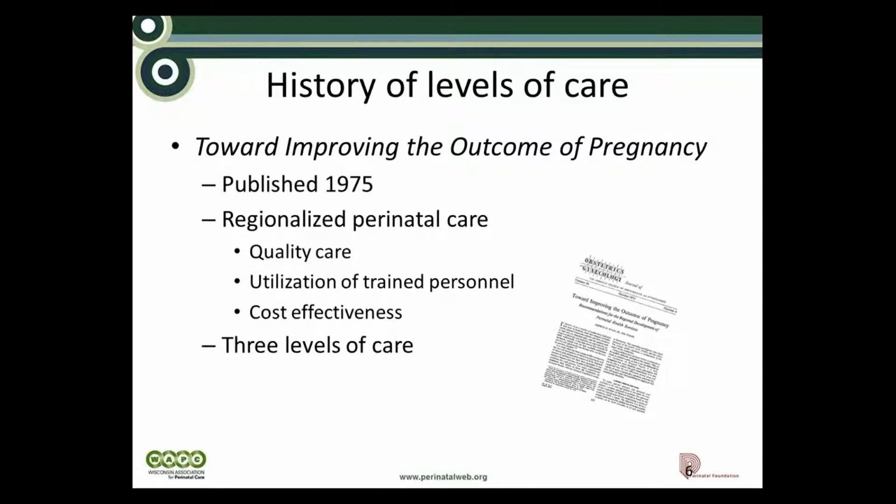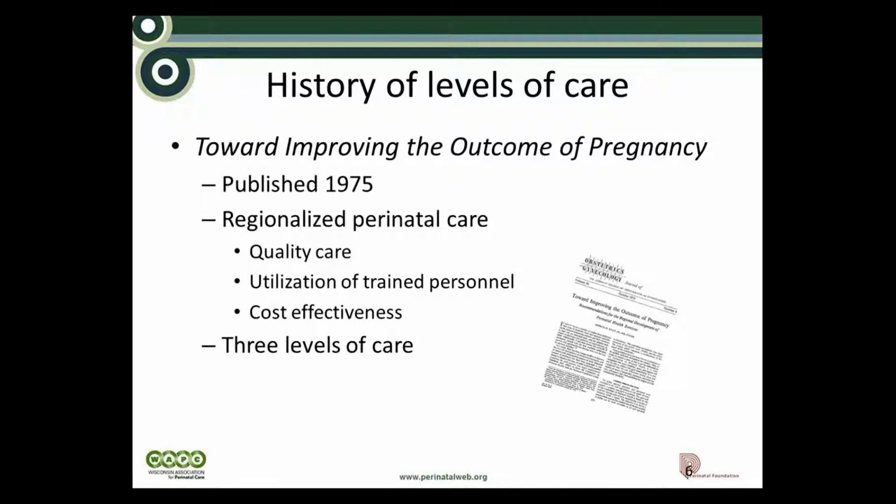Now, before we start getting into the WAPC levels of care self-assessment process, I think it's good to get an idea of the history, because as we go back the 40 years or so that we have been looking at levels of care, it's important that many of the goals have remained the same, and the biggest one is to assure the best outcomes for moms and babies.